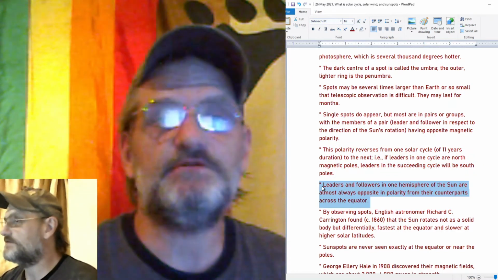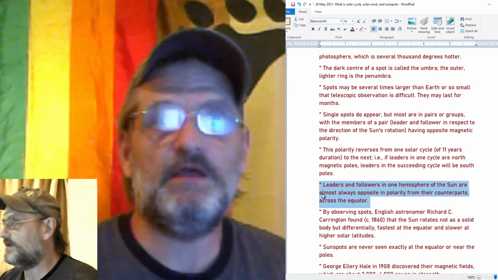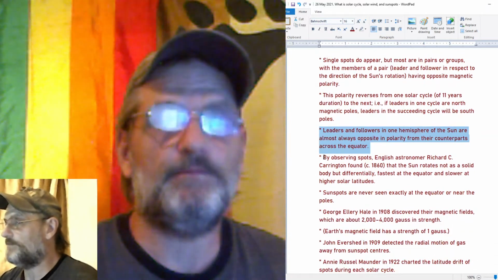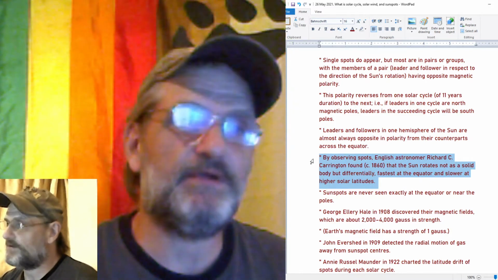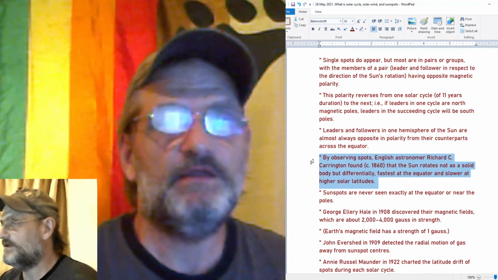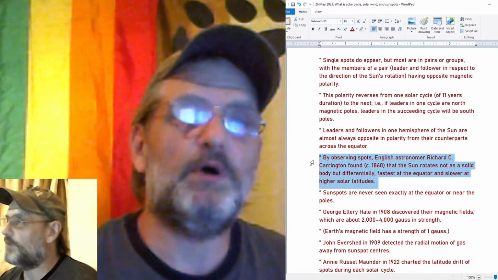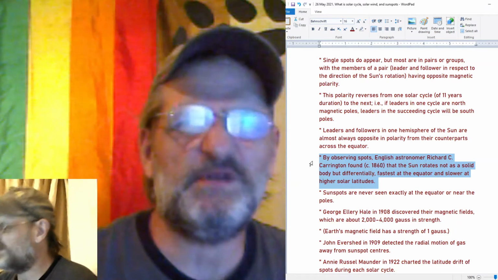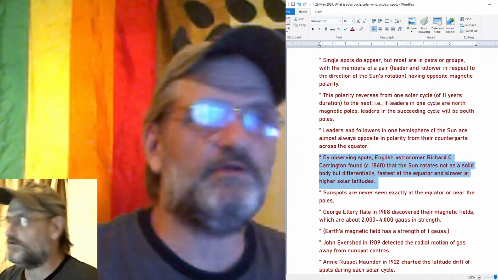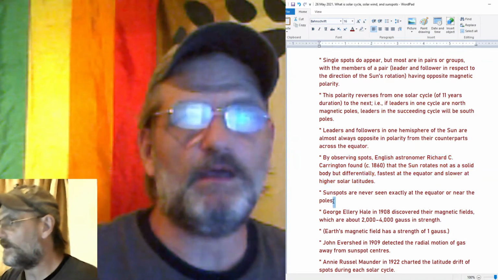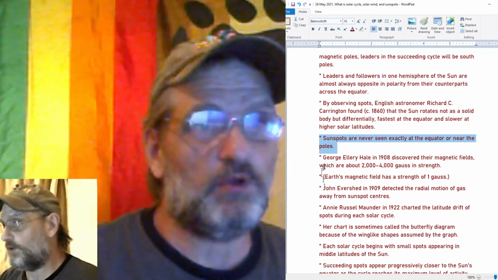Leaders and followers in one hemisphere of the sun are almost always opposite in polarity from their counterparts across the equator. By observing spots, English astronomer Richard C. Carrington found, circa 1860, that the sun rotates not as a solid body, but differentially, fastest at the equator and slowest at the high solar latitudes. Sunspots are never seen exactly at the equator or near the poles.